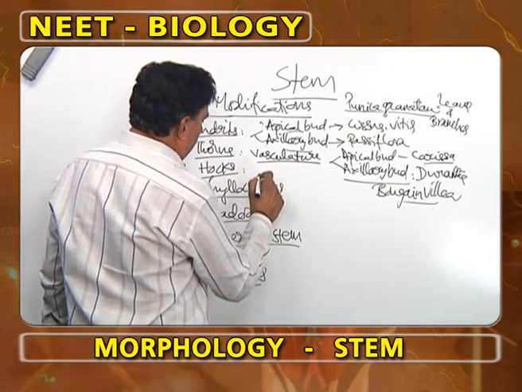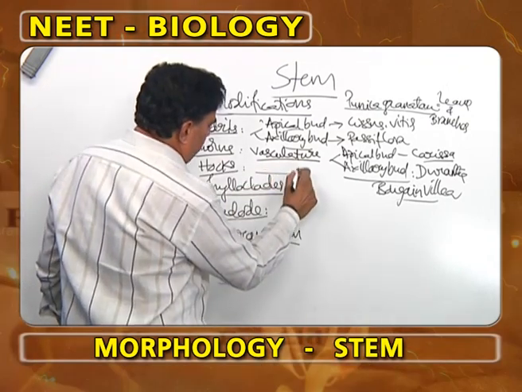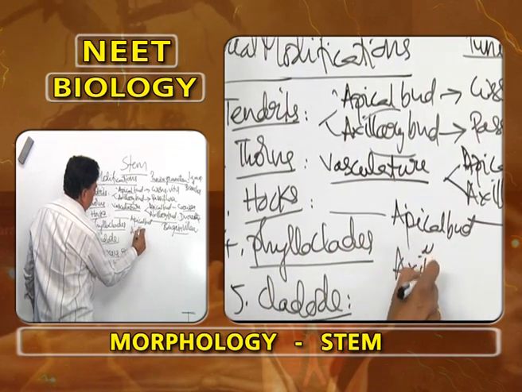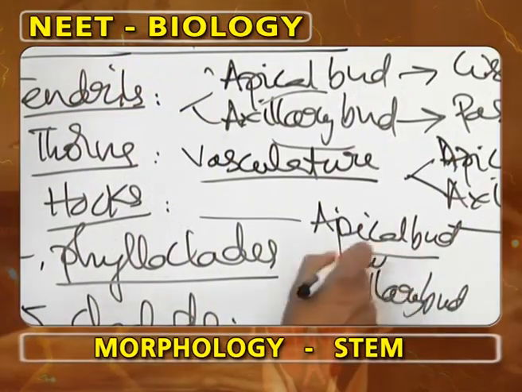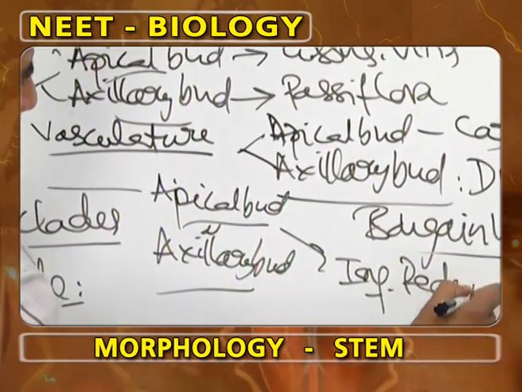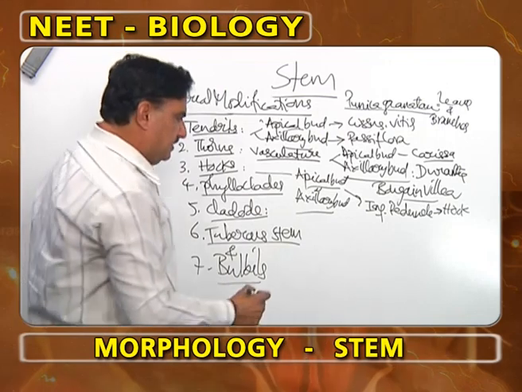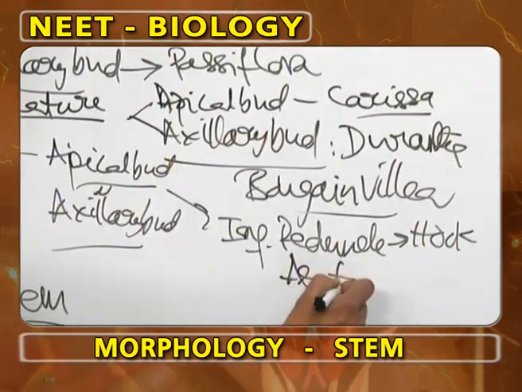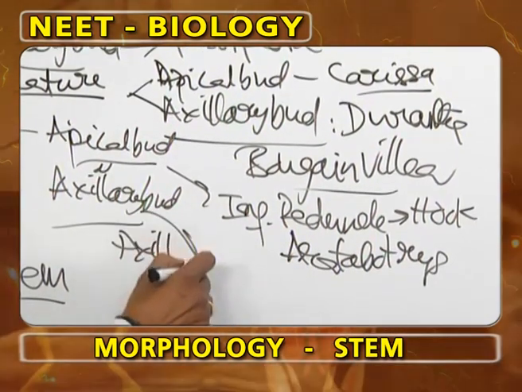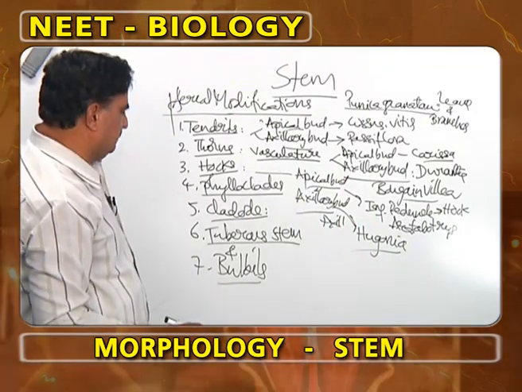Then hooks. Hard curved structures that help in climbing are called hooks. A hook is also said to be a stem modification when it comes from apical bud or axillary bud. Apical bud becomes an inflorescence. Peduncle becomes a hook. Important bit. Peduncle becomes a hook in Artabotrys. Axillary bud becomes a hook in Hugonia. Hugonia is a plant where axillary buds are modified into hooks.